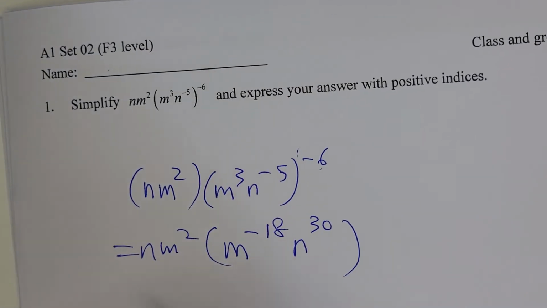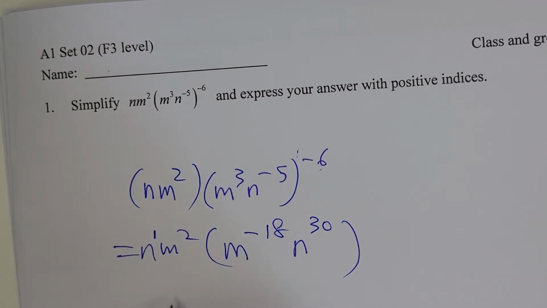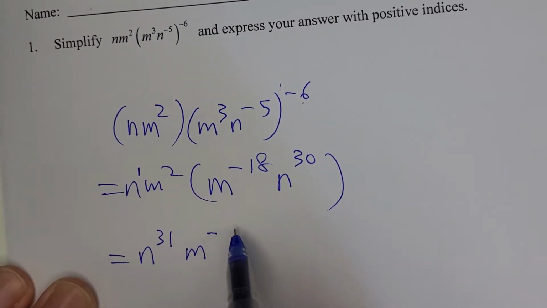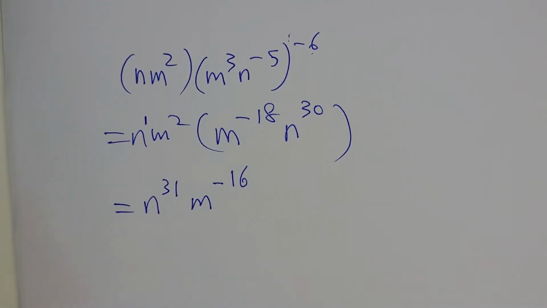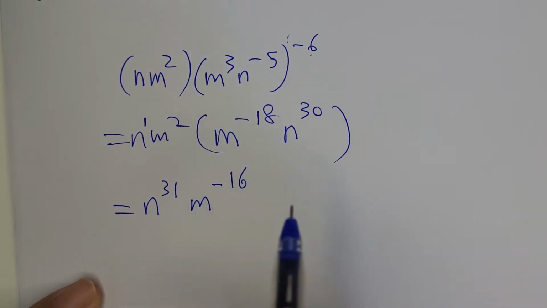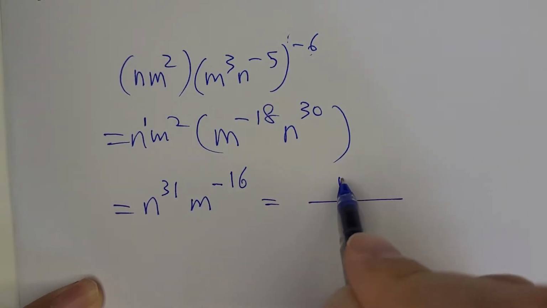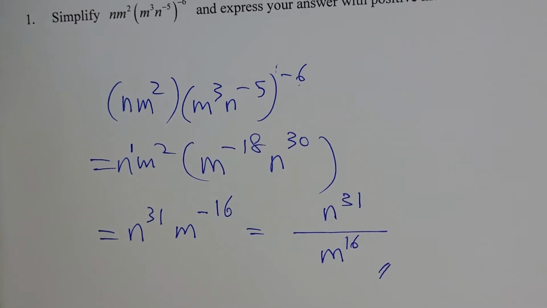And the second step, there's a hidden 1 here, hidden power 1. So n will be power 31, 1 plus 30, and then m will be power negative 16, 2 minus 18, okay? So you need to change back the power from negative to positive. So the final answer will be n to the power 31 in the numerator, m to the power 16 in the denominator. So that's finished the first question.